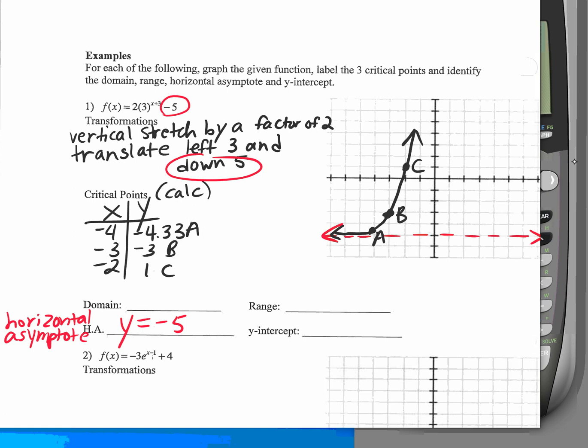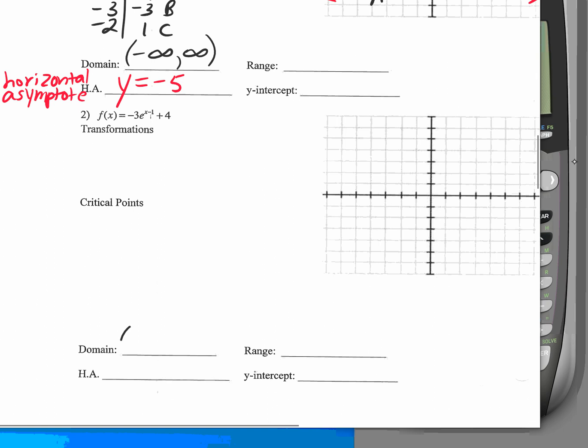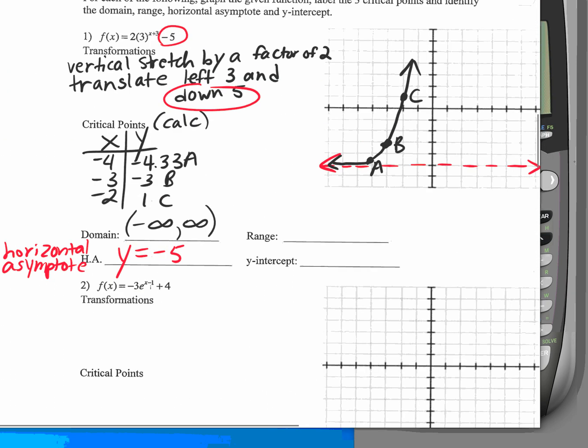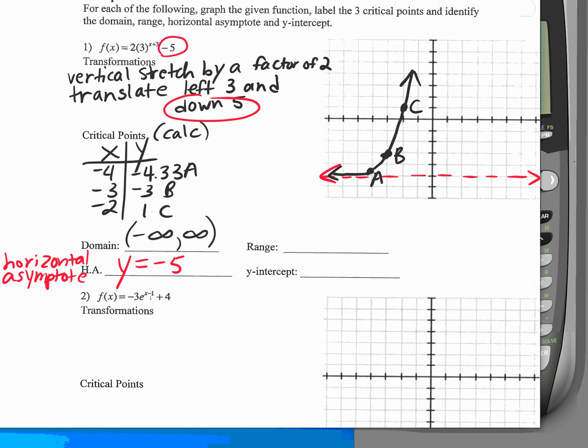Now we can identify some of the other information. The domain for this graph is always going to be -∞ to infinity. For our exponentials, it will be the same thing down here. So that's an automatic fill-in because that doesn't change. What does change now is our range. The graph is starting at -5.